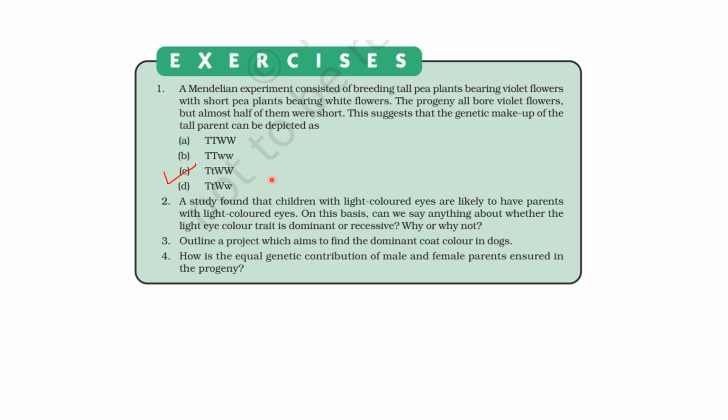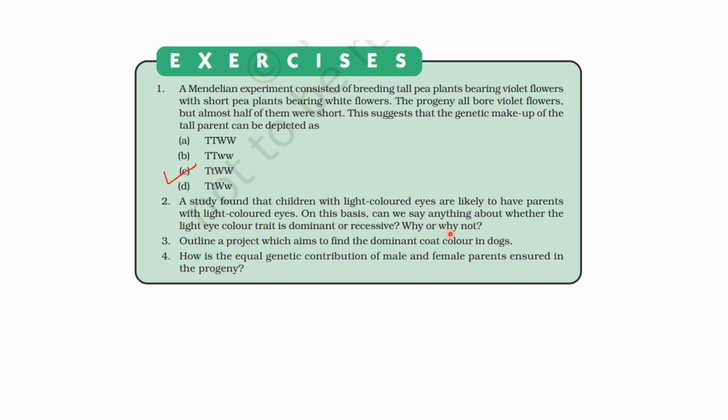Right? Next, we come on to the second question. It says a study found that children with light colored eyes are likely to have parents with light colored eyes. Right? On this basis, can we say anything about whether the light eye color trait is dominant or recessive? Why or why not? Right? See, the answer would be no. We cannot determine whether the light eye color is dominant or recessive based on the study alone.